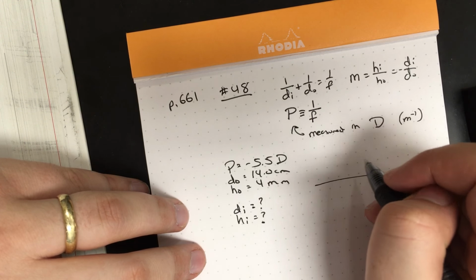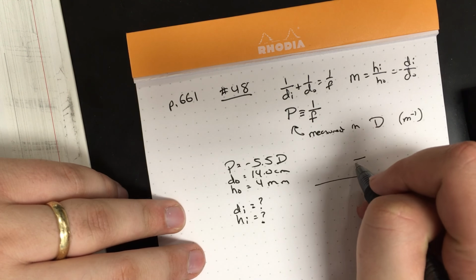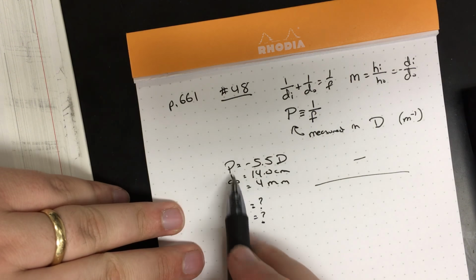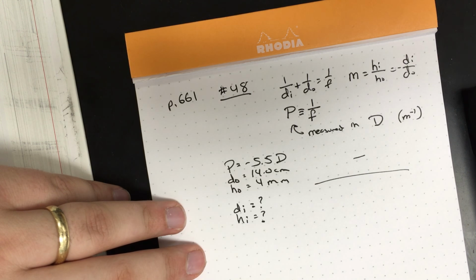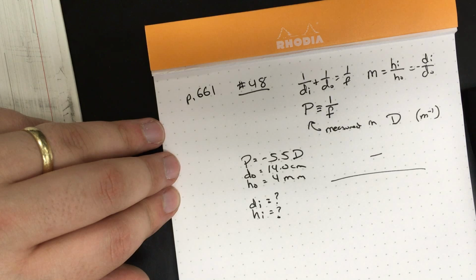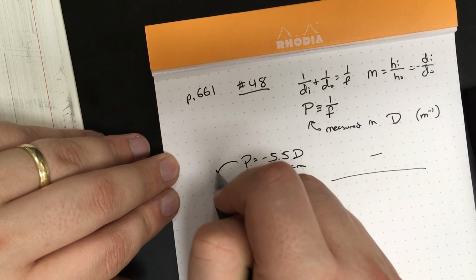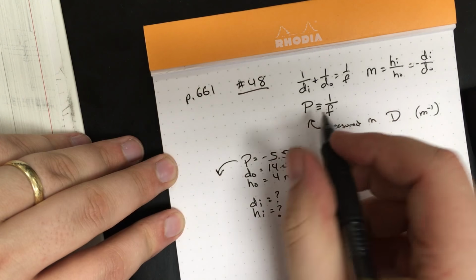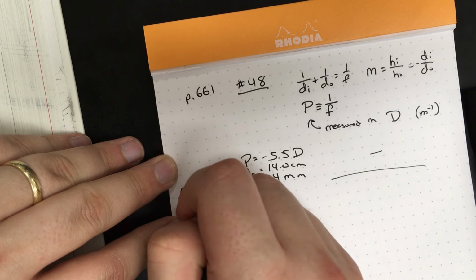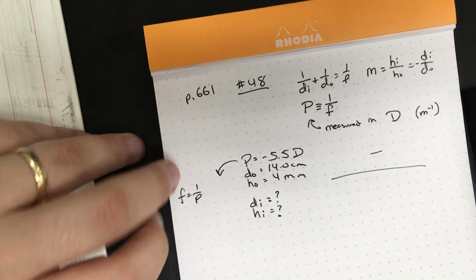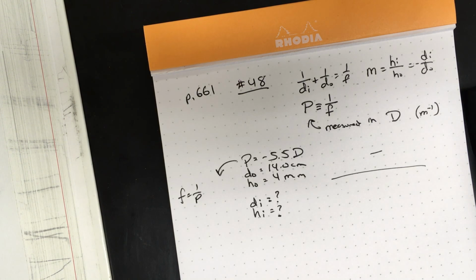A ray tracing diagram. So what I'm going to do is, this power is negative 5.5 diopter. Now power isn't helpful to us. We have to use focal length in this equation. So let's find what the focal length is. If power is 1 over the focal length, then focal length is 1 over power. So it's the inverse of 5.5.